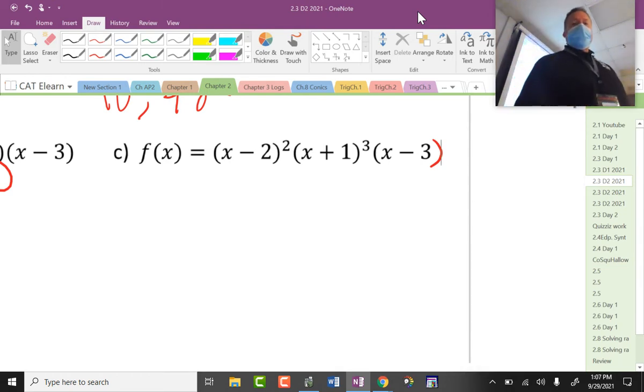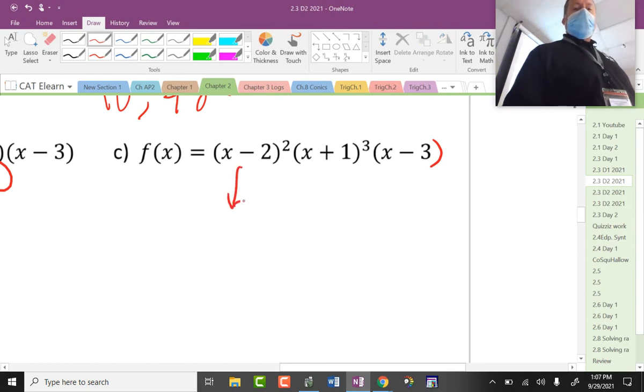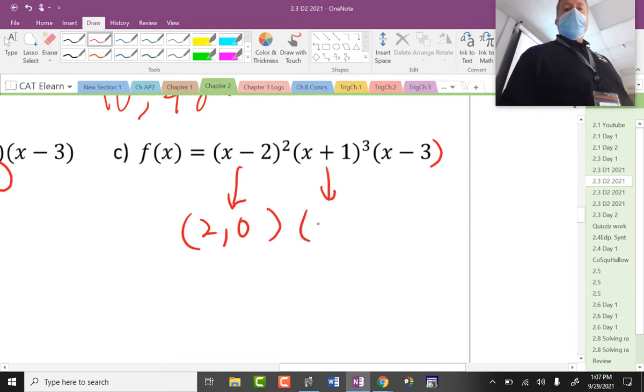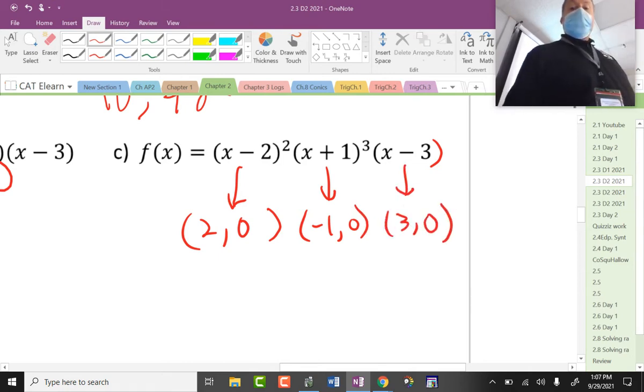All right, so let's turn them right into x-intercepts. What's this x-intercept? Comma. And then what's this x-intercept? Comma 0. And then what's that last one? So simple, getting the x-intercept. What are the multiplicities? Let's make sure we write that down. What's the multiplicity of this one?